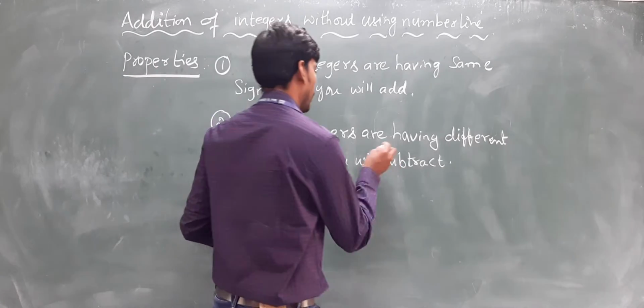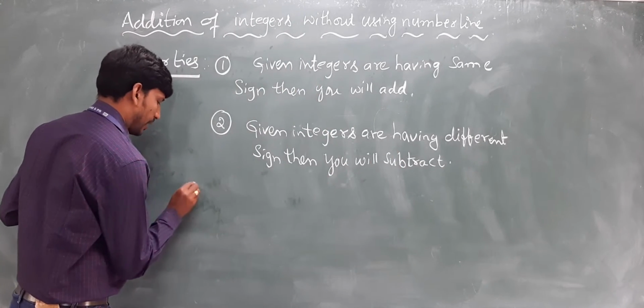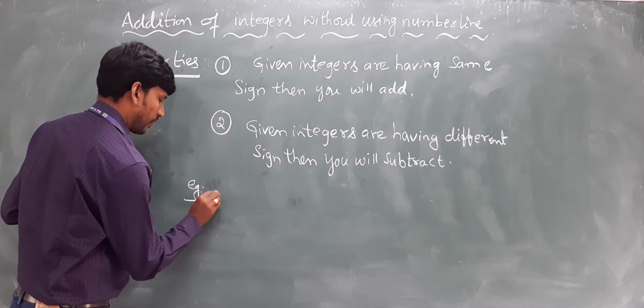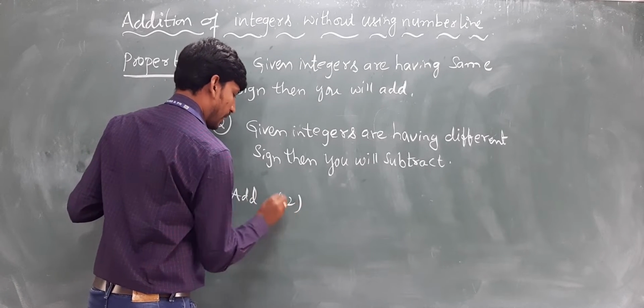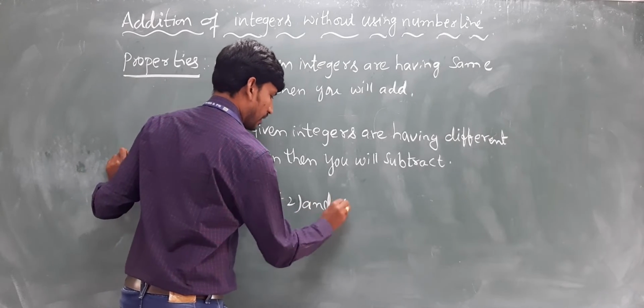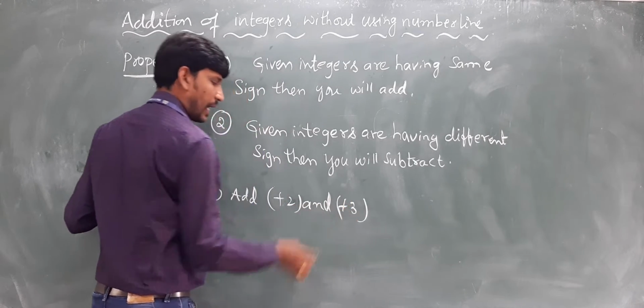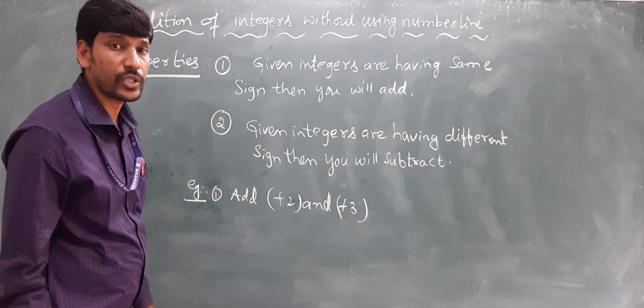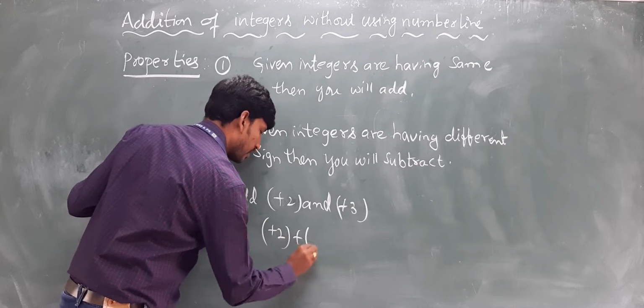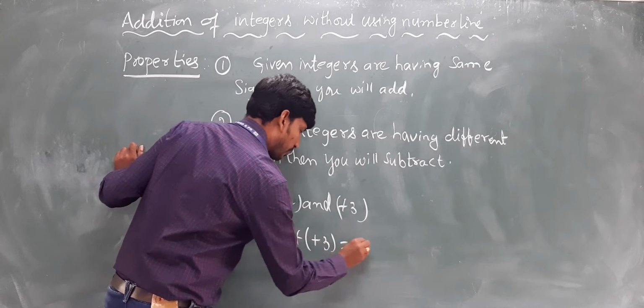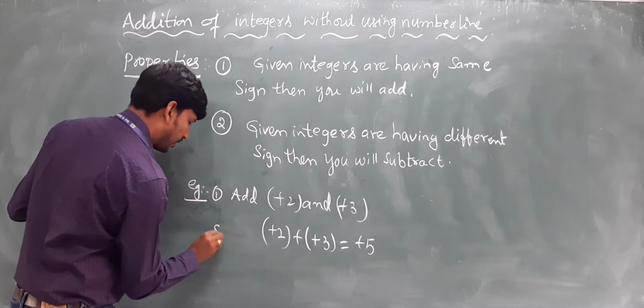Let us see a simple example. Add plus 2 and plus 3. Observe here, both are having the same sign, both are positive. So by adding these two, 2 plus 3 is equal to plus 5.